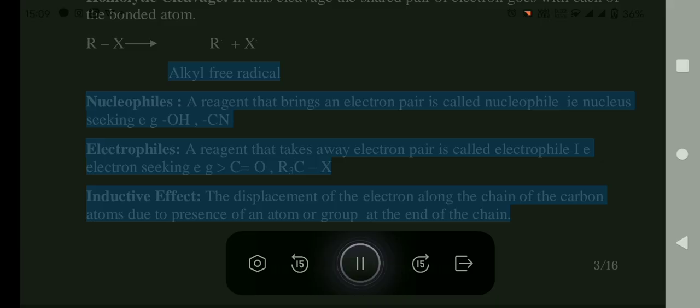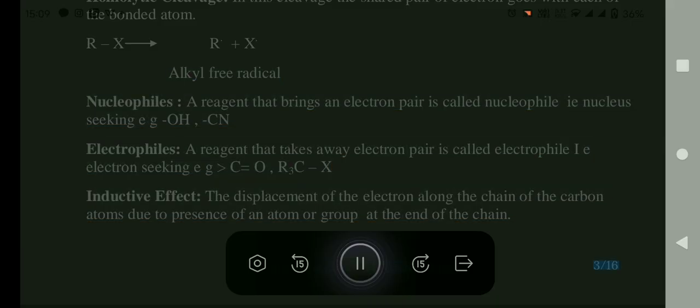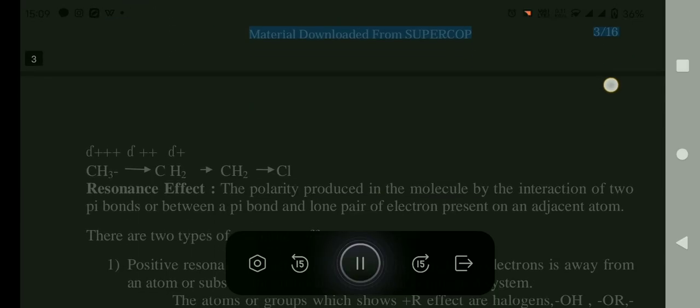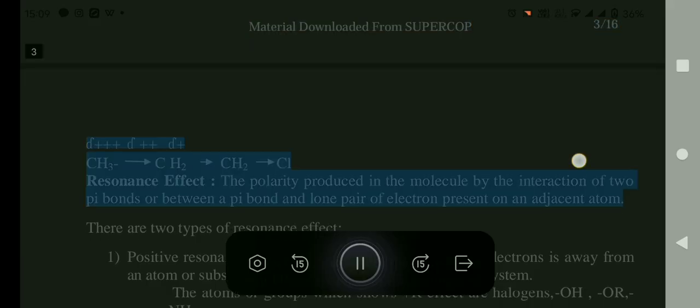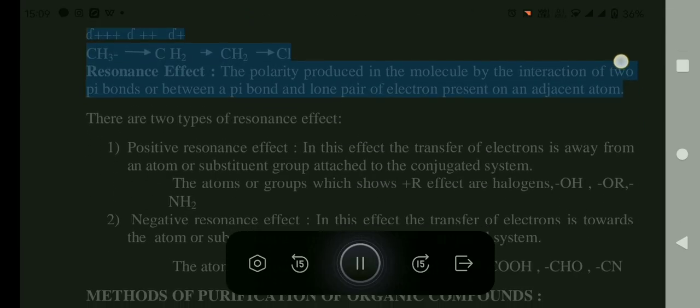Inductive effect. The displacement of the electrons along the chain of carbon atoms due to the presence of an atom or group at the end of the chain, e.g. CH3CH2CH2Cl. Resonance effect. The polarity produced in the molecule by the interaction of two pi bonds or between a pi bond and a lone pair of electrons present on an adjacent atom.